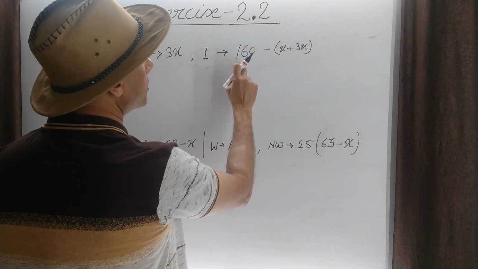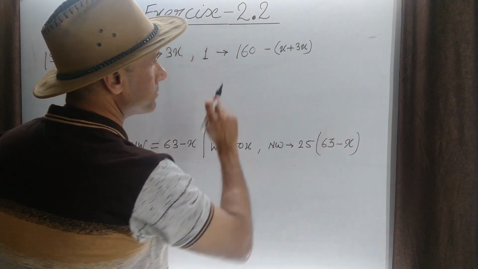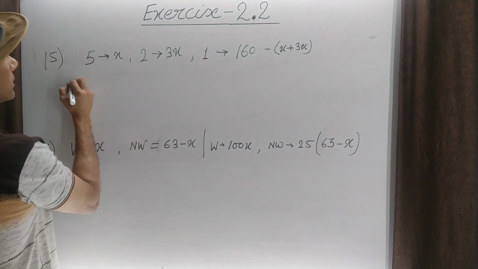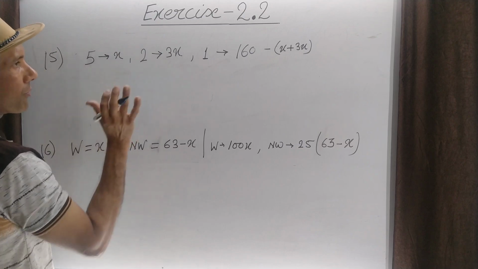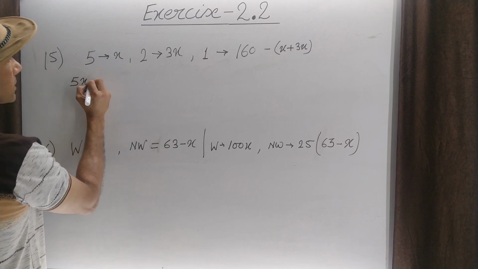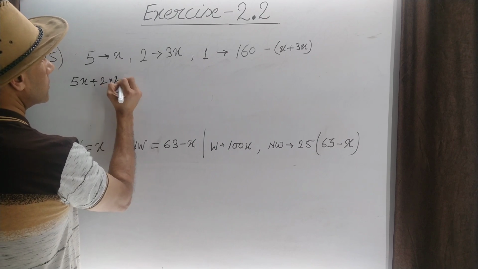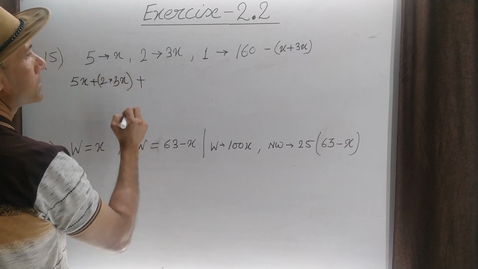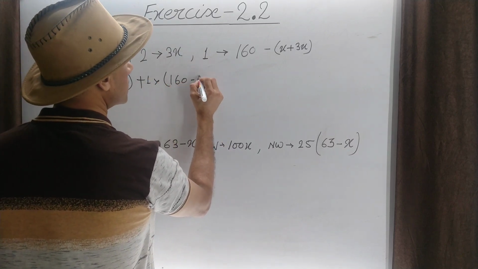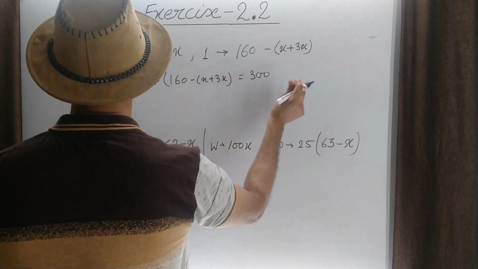and if the total number of coins is 160, then rupees 1 coins will be 160 minus x plus 3x. Okay, and in total I have got how much? Rupees 300. So if we add up, that is the total amount. So we have to form an equation. The total amount in 5 rupees coins is 5x, plus 2 into 3x, okay, plus for rupees 1 coins, 1 into 160 minus x plus 3x is equal to rupees 300. So we have got this equation.